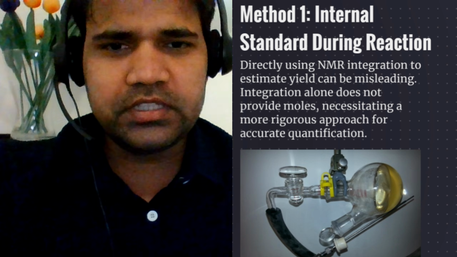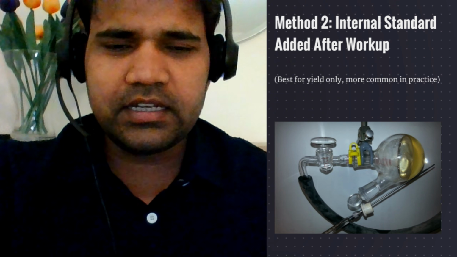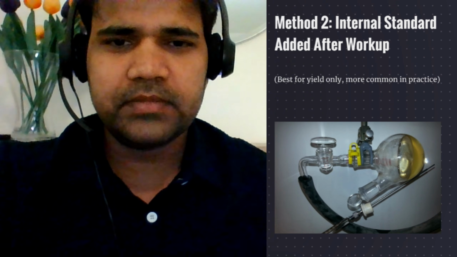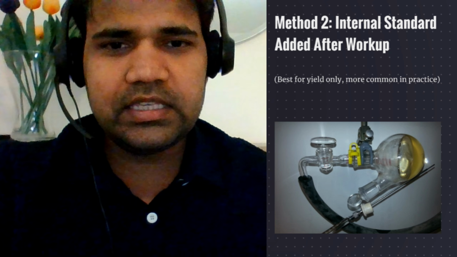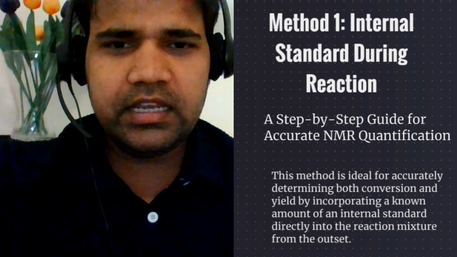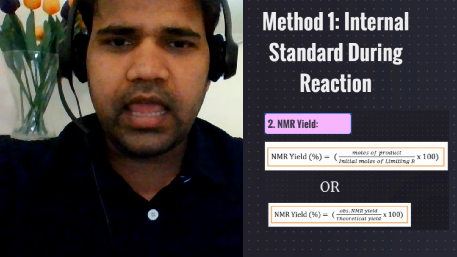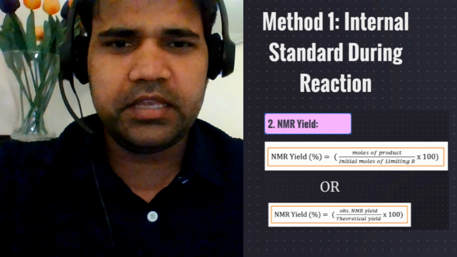The first, in which an internal standard is added at the beginning of the reaction, and the second, in which the internal standard is added after the workup. In this video, we are going to see the step-by-step procedure for method 1. By the end of this video, you will clearly understand how to calculate the product moles, how to calculate the yield, and even the conversion directly from the NMR.